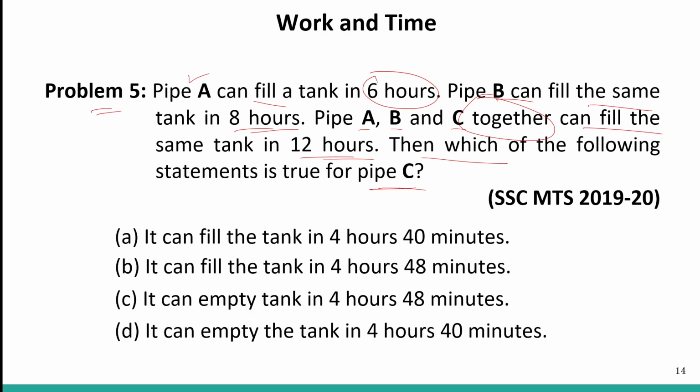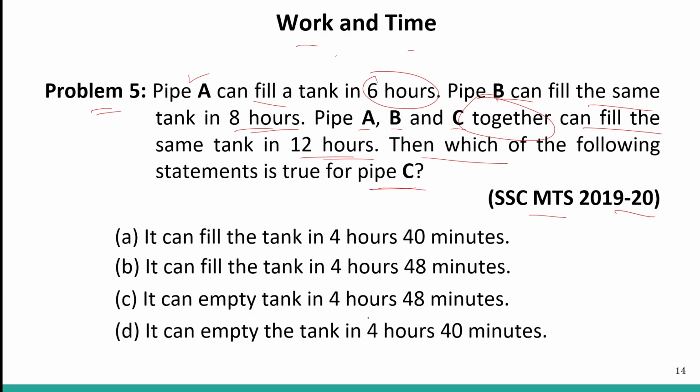Okay, this is also a pipes and cisterns problem, but it also has a crucial role in this topic, that is work and time. This question has been asked in the SSC MTS 2019-20 paper. Option A tells us that it can fill a tank in 4 hours 40 minutes. Option B tells us that it can fill the tank in 4 hours 48 minutes. Option C tells us that it can empty the tank in 4 hours 48 minutes. And option D tells us that it can empty the tank in 4 hours 40 minutes.